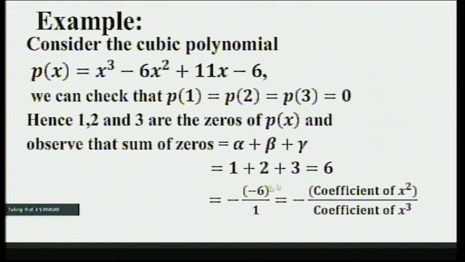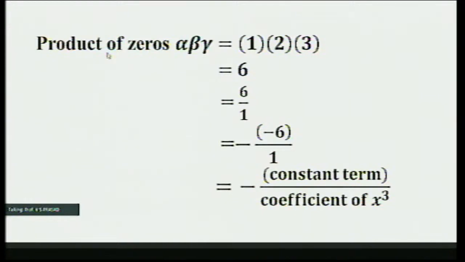As a notation, I can write 6 as minus times minus 6 divided by 1, because my second coefficient is minus 6. I want that minus sign, that's why I have adjusted the sign. So that shows the relation becomes minus the coefficient of x square, which is minus 6, divided by the coefficient of x cube, which is 1. The second relation is the product of zeros, alpha into beta into gamma, that is 1 times 2 times 3, which becomes 6. 6 can be written as 6 divided by 1. So it fits our relation minus times minus 6 divided by 1. Therefore, the relation satisfies minus the constant term.